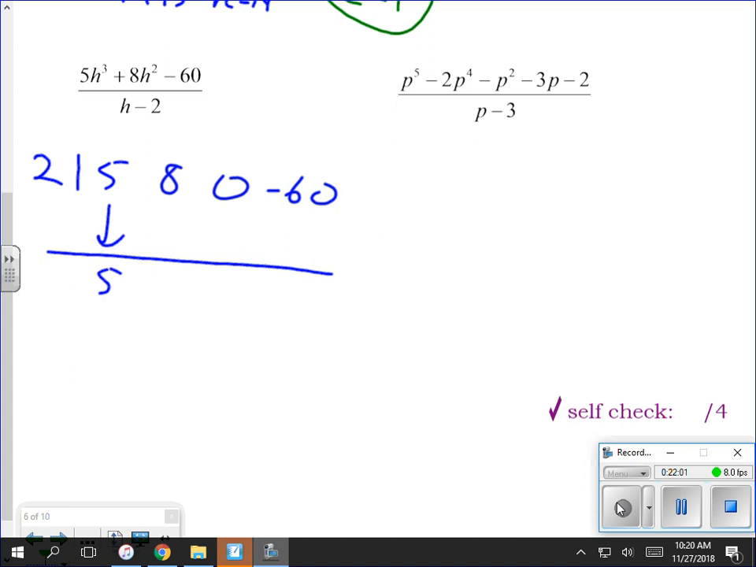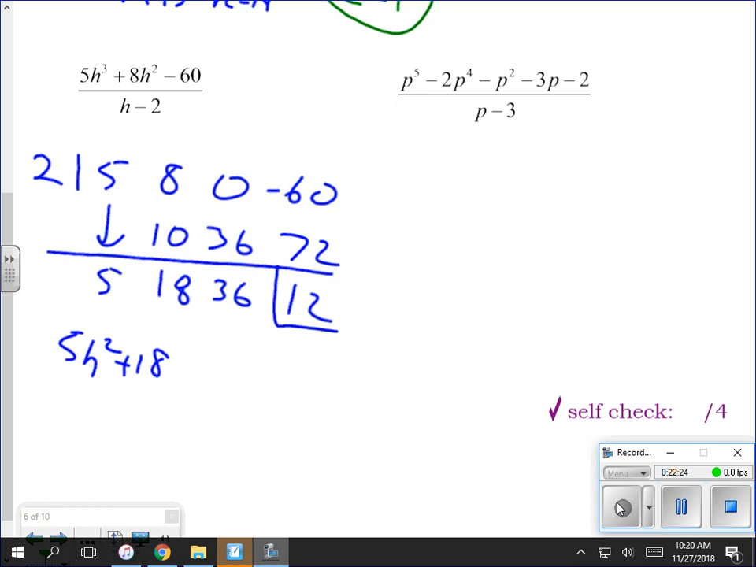Bring down the first number, and then multiply and add. 2 times 5 is 10. Add them together, I get 18. 2 times 18 is 36. Add them together, I get 36. 2 times 36 is 72. Add them together, I get 12. So that's my remainder. So I have 5h squared plus 18h plus 36 with a remainder of 12.